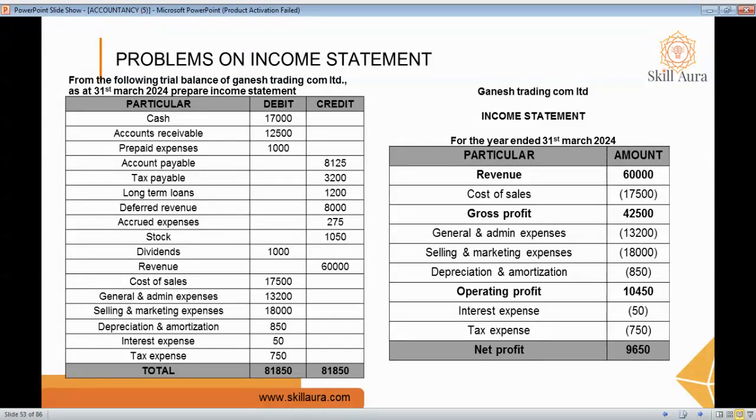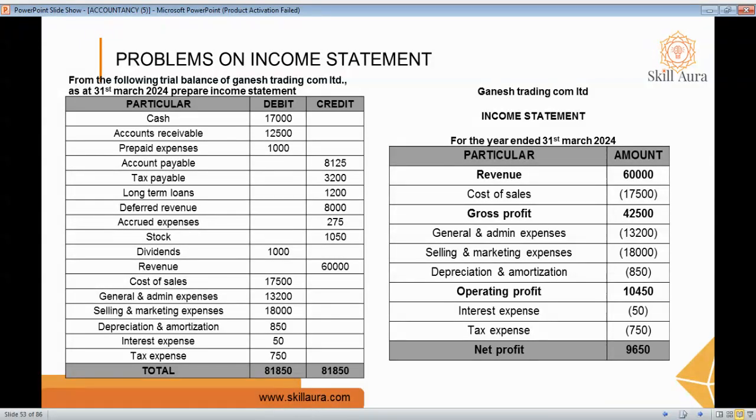When it comes to liabilities, account payable, tax payable, and long-term loans are liabilities. Deferred revenue is also a liability. Your equity is stock and dividend. These two are equity. After that, everything from revenue to total expenses will come under the income statement.